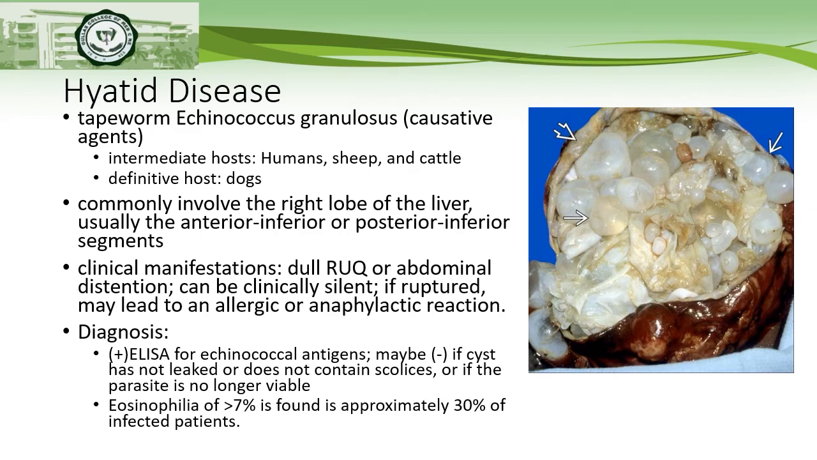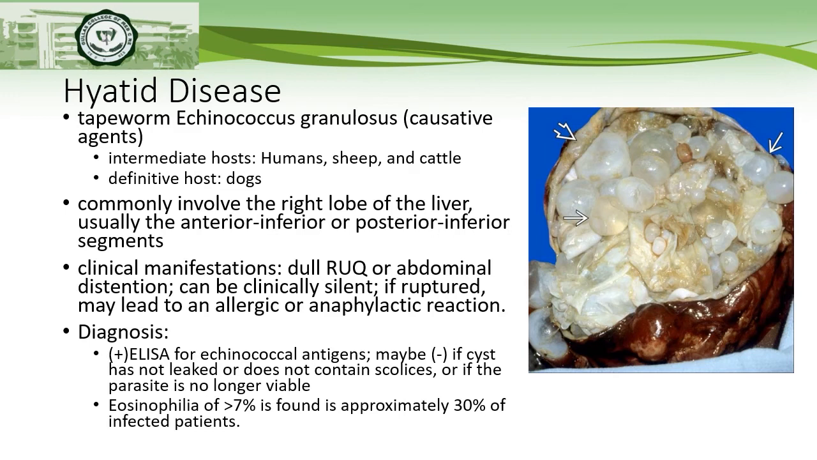Hydatid cysts commonly involve the right lobe of the liver, usually the anterior inferior or the posterior inferior segments. Occasionally, the affected patients present with symptoms such as dull right upper quadrant pain or abdominal distension. Cysts may become secondarily infected, involve other organs, or even rupture, which leads to an allergic or anaphylactic reaction.